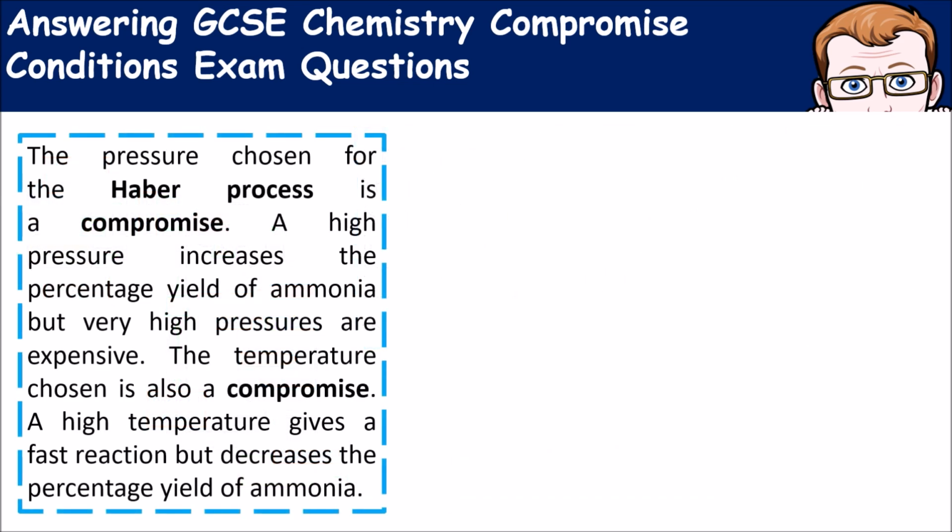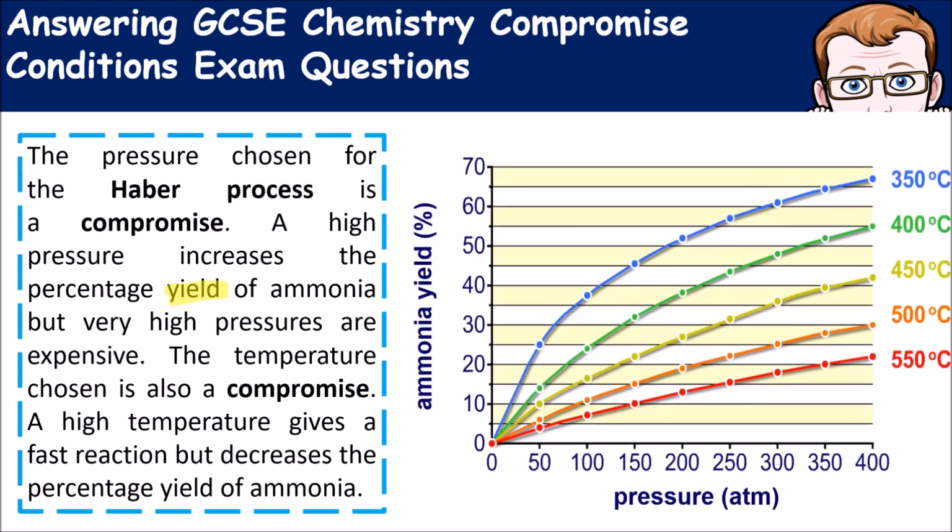Like we said, all these compromise conditions are there to help us increase the yield of the ammonia that we're producing. Ammonia is produced at high pressures, but the higher the pressure gets, the more expensive it gets to produce. The temperature chosen is also a compromise. A high temperature gives a fast rate of reaction, but actually decreases the yield of ammonia.